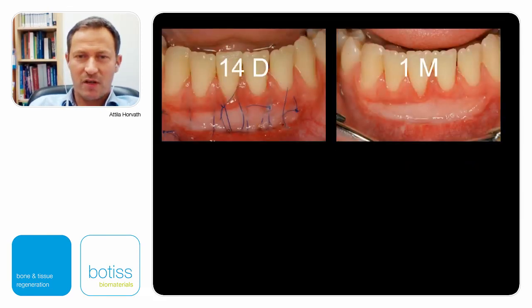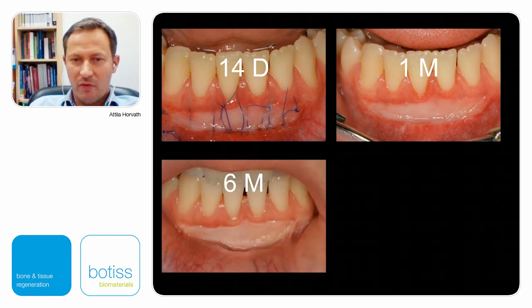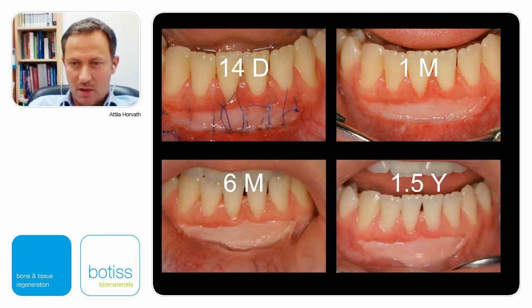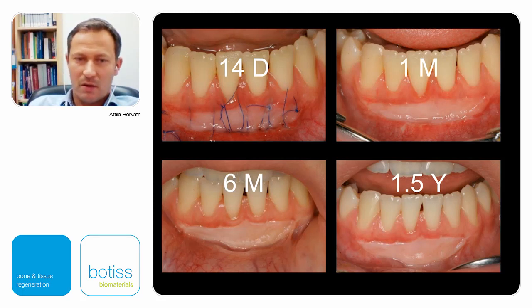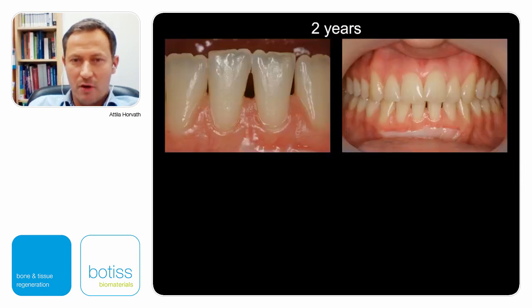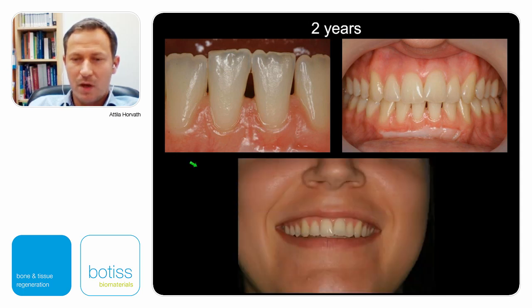So let's see the results after 2 weeks, 1 month, 6 months, and a year and a half. So the tissue is maturing. It's not as pale as we predicted for an ECTG graft, but let's have a look at what happened after 2 years. After 2 years, actually, the recession has almost disappeared. It's almost done, almost gone. The patient has a nice smile. She's very happy.